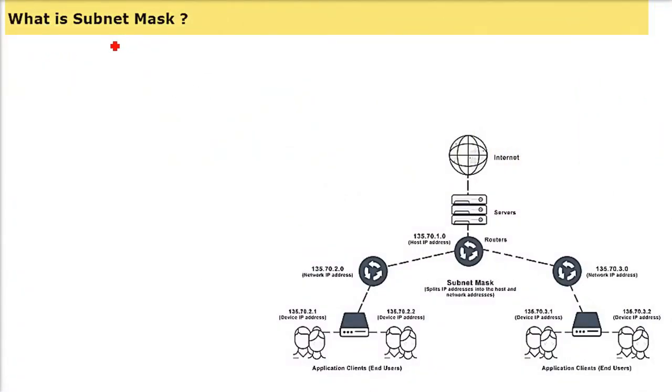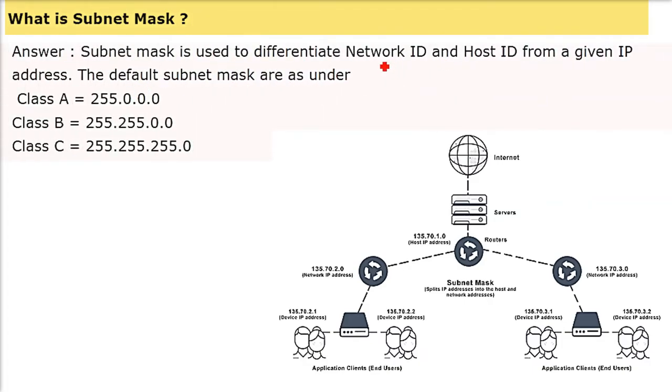What is a subnet mask? Now, subnet mask is used for two purposes. First, it is used to differentiate between the network ID and the host ID. We will take an example of this.